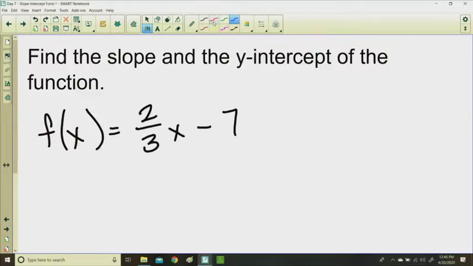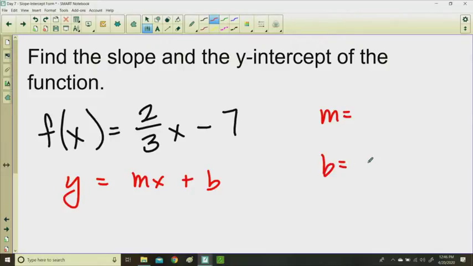So we have f of x equals 2/3 x minus 7. Now remember, f of x and y are the same thing, equals mx plus b. We want to find m, which is the slope, and b, which is the y-intercept. Okay, so here's a trick. Not really a trick, but just a rule of thumb. X always has the slope. So whatever number is in front of x, that's your slope. The one that's alone, the constant, is the y-intercept.